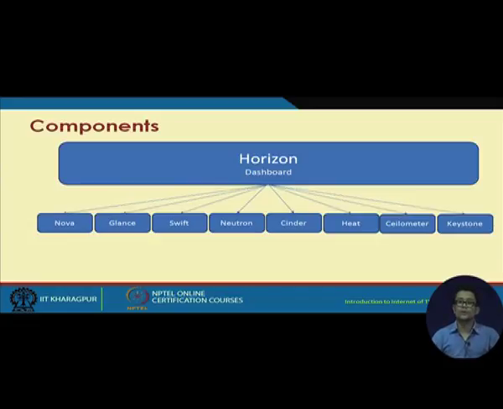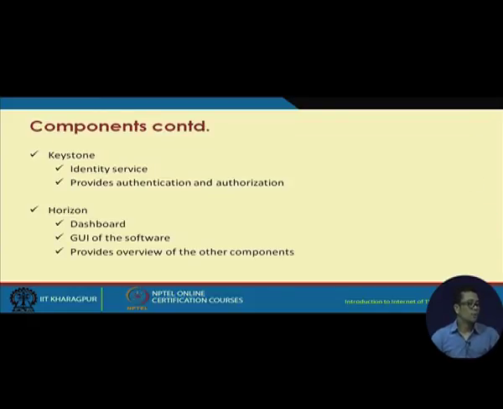These are the components of OpenStack. In OpenStack there are so many components, and each component has its own specific function. First, here is Horizon. This Horizon is the dashboard section. From this Horizon you can access other components. Horizon is the GUI interface of the software. It also provides the overview of the other components. When we do the practical section, you will know what Horizon is.